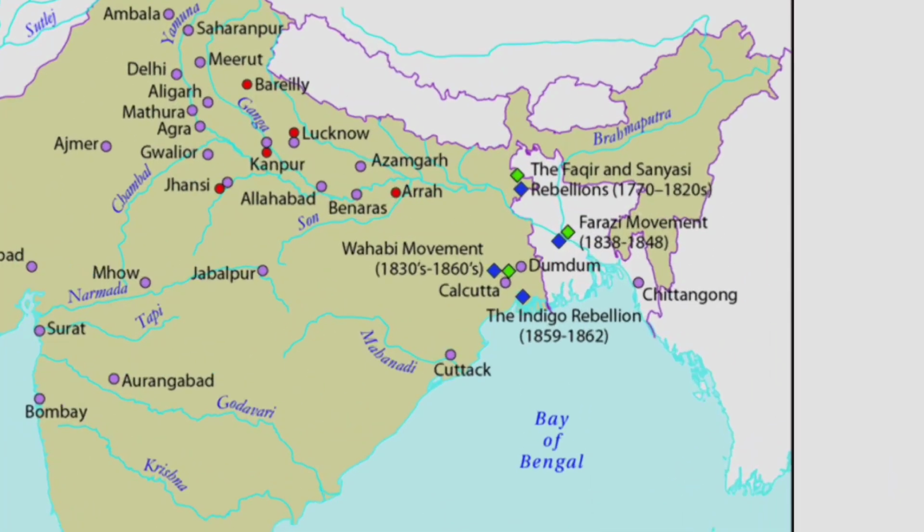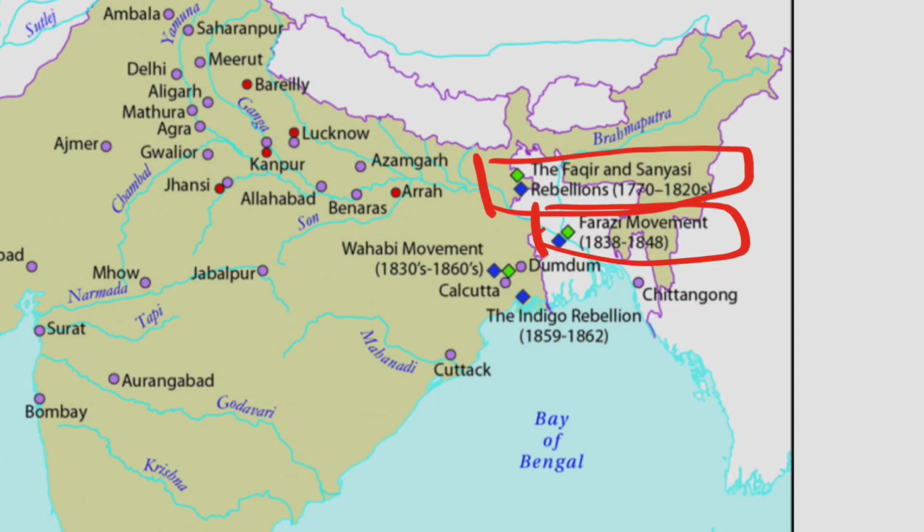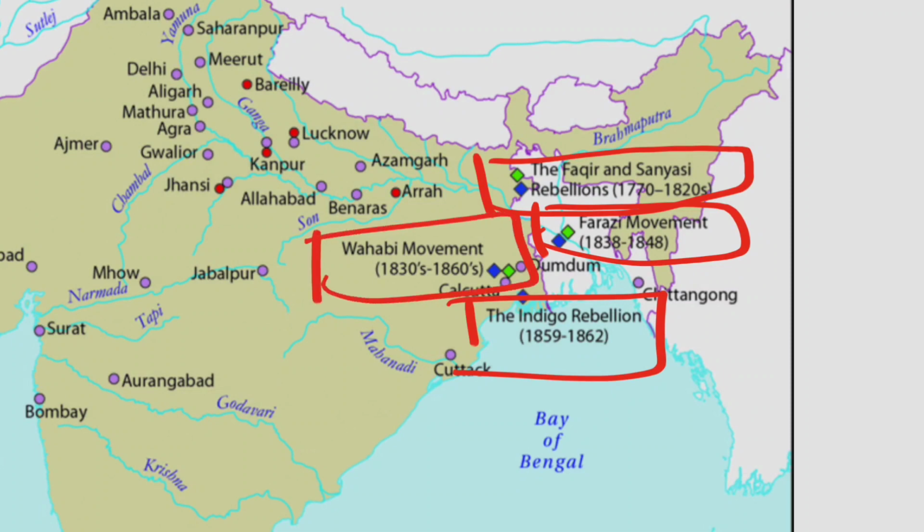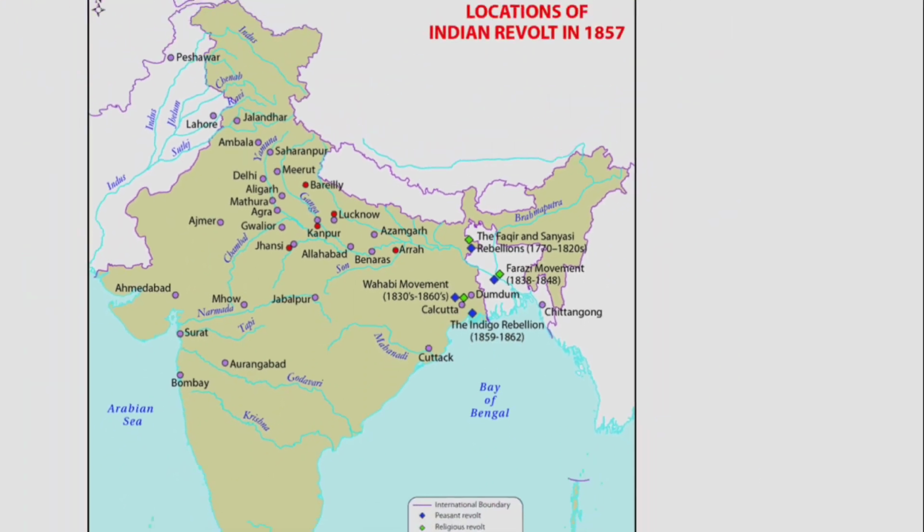When you look over here, we have the Fakir and Sannyasi rebellion near Bengal. It was in Bengal, and then the Farazi movement was also in Bengal. Then the Indigo rebellion. We have only looked into the main categories of the movements. And we have the Wahhabi movement also over here, whose main base of activity was in Patna. These are some of the locations of the movements.